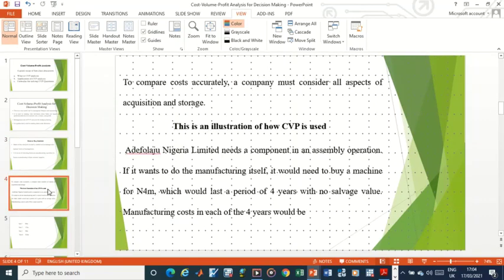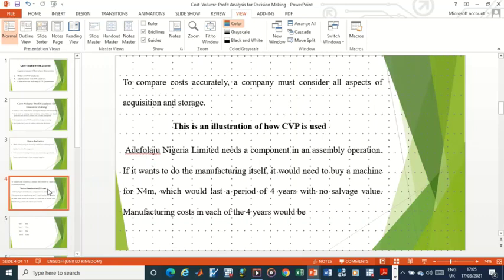Adefolaju Nigeria Limited needs a component in an assembly operation. If Adefolaju wants to do the manufacturing itself, it will need to buy a machine for 4 million naira, which would last a period of 4 years. This machine will last for a period of 4 years with no salvage value.